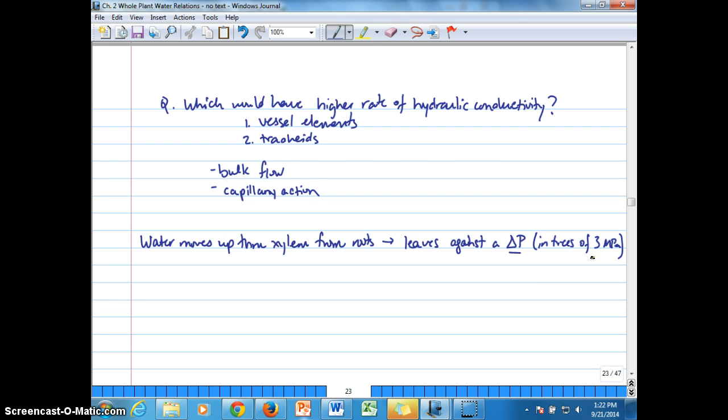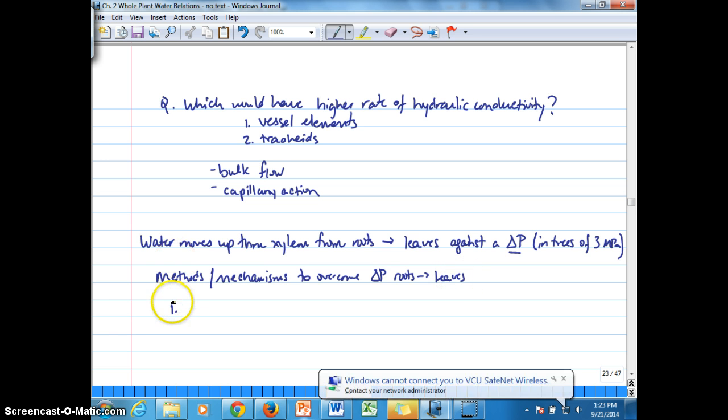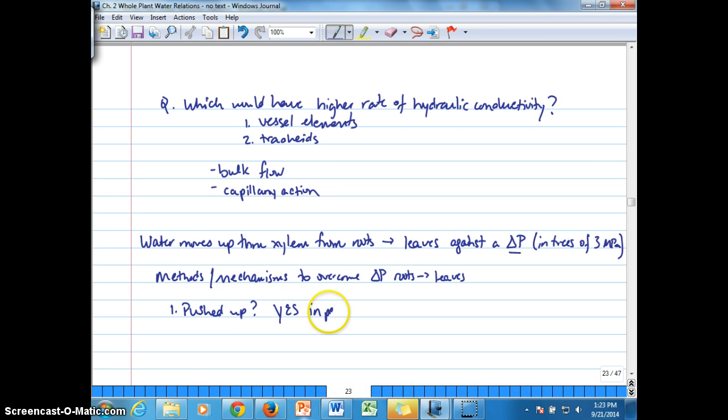So how is there enough? What are the mechanisms that generate enough pressure to overcome this pressure gradient? These are methods, mechanisms, or processes to overcome the pressure gradient from roots to leaves. The first question is: is the water column pushed up from the roots? Well, the answer is in part yes, and that is what we refer to as root pressure.